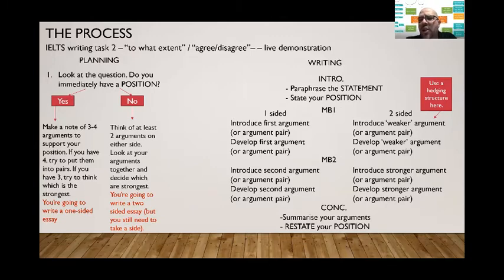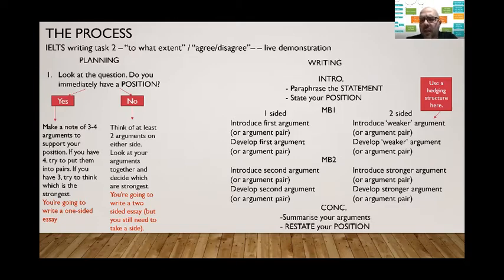I use a hedging structure there. I used "admittedly." So again, as I mentioned before, this is a sentence that you make to show the examiner that this is not necessarily your opinion, but it's framing your opinion itself. So you're distancing yourself from the sentence. "Admittedly, there are many complications with modern life." Well, I have to distance myself from that statement because in my introduction, my position stated modern life is better than in the past. So a hedging structure is really, really useful there.